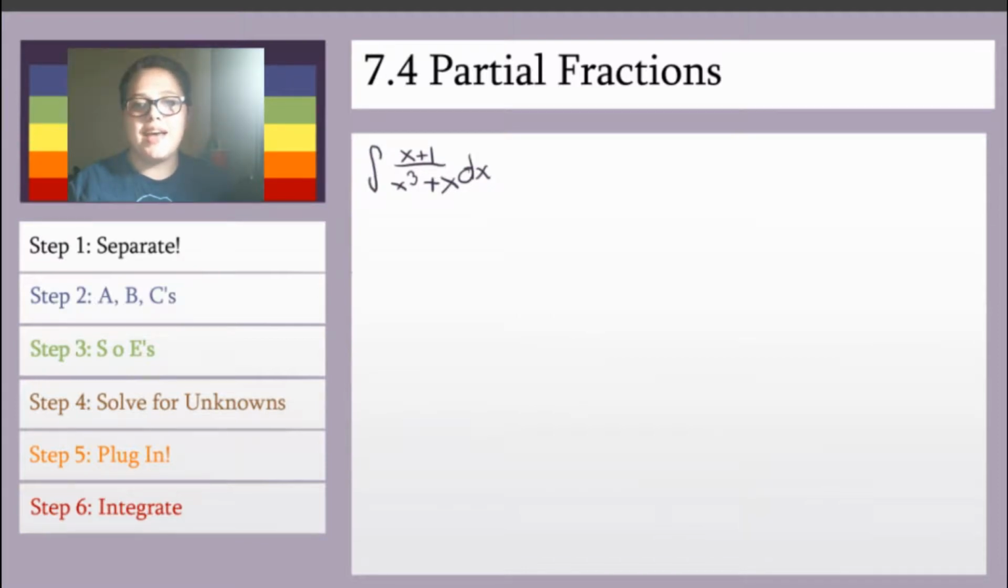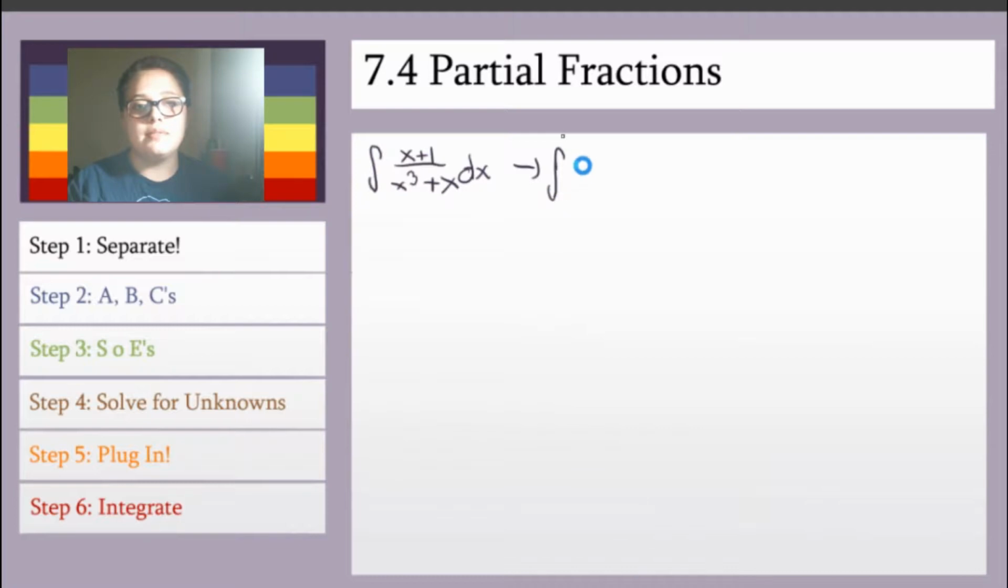So, let's go ahead and get started, shall we? Today we have a relatively easy one, and we're going to start out with 6 easy steps. First one being to separate the bottom, which just means we're factoring it out, making it so we can more easily see what the different parts are.